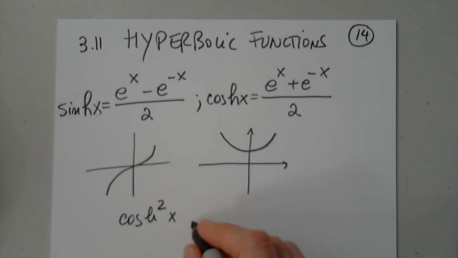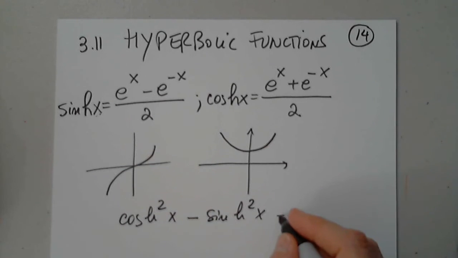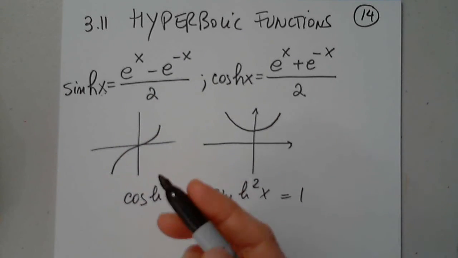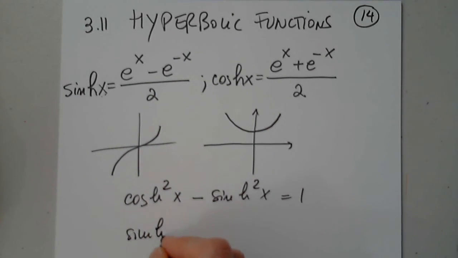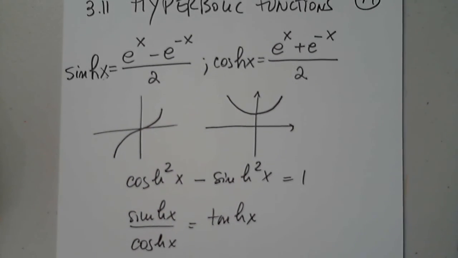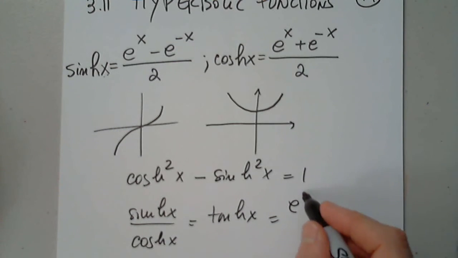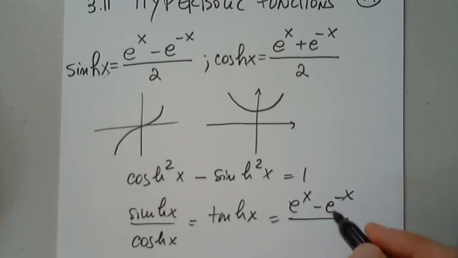We will not go into these properties. They're not required per se. So hyperbolic cosine squared minus hyperbolic sine squared, this will be 1. Hyperbolic sine over hyperbolic cosine, this turns out to be hyperbolic tangent. And what is hyperbolic tangent? E to the x minus e to negative x over e to the x plus e to negative x.